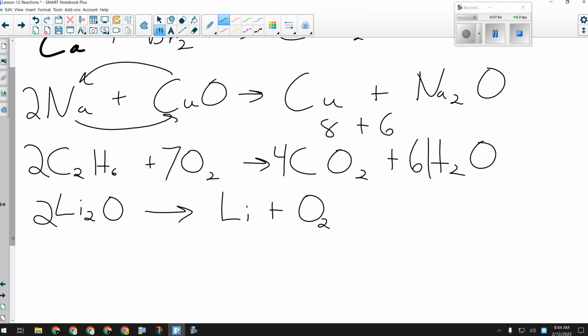All right, so now I've got my oxygens balanced. There are 2 here, and there are 2 here. But now how many lithium do I have? 4. So now what do I put here? 4. And I'm done. Sometimes that happens. You get going on your balancing and then suddenly you're like, oh shoot, that's not gonna work, and you just have to erase it and start with a different one. It happens sometimes.